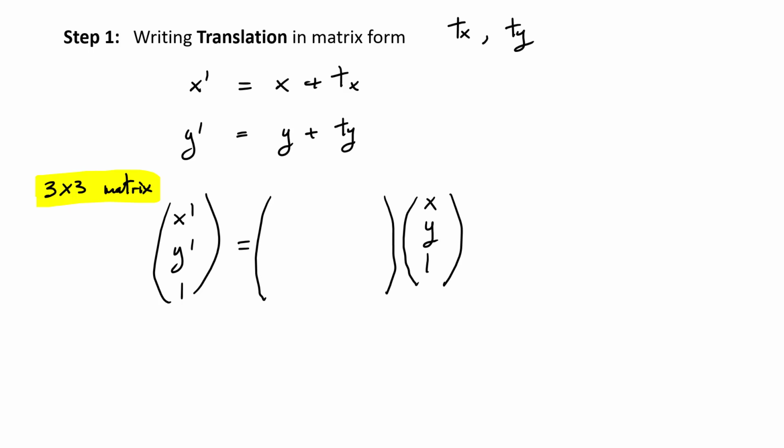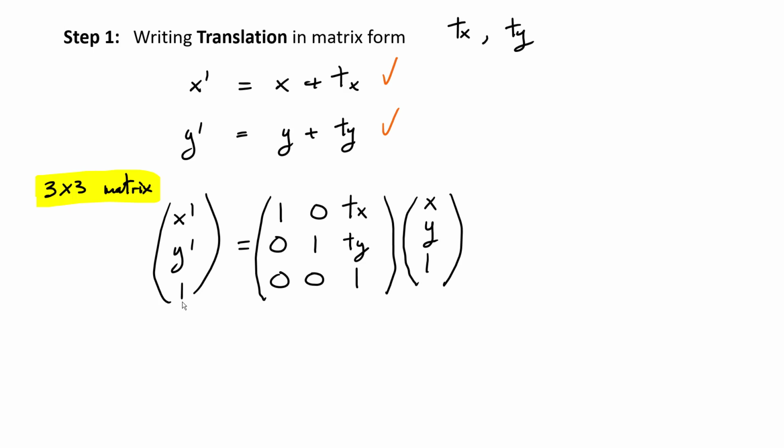Because if these are the two equations that I want in matrix form, it has to look something like this. Think about it: 1, 0, and this I'm going to call tx. The next one will be 0, 1, and this is going to be ty, and the last row is very, very simple. It's just 0, 0, 1.